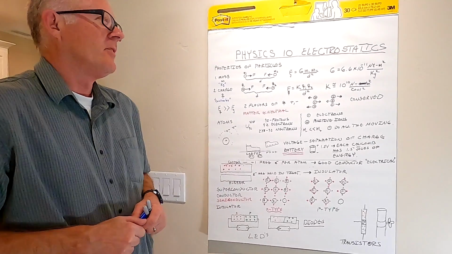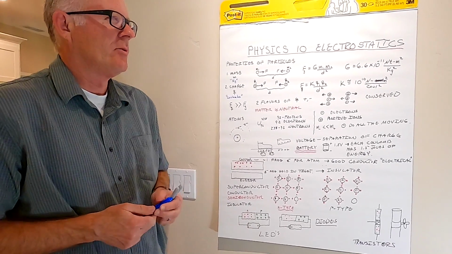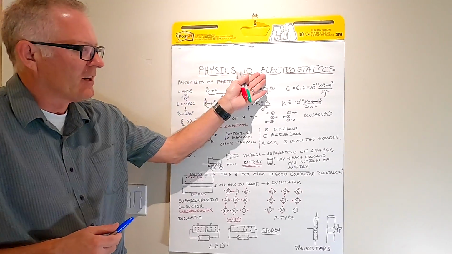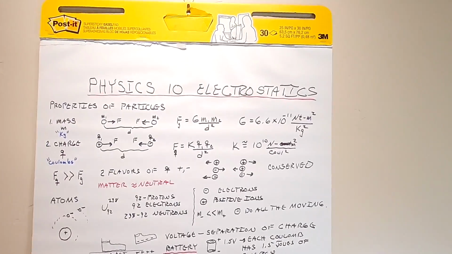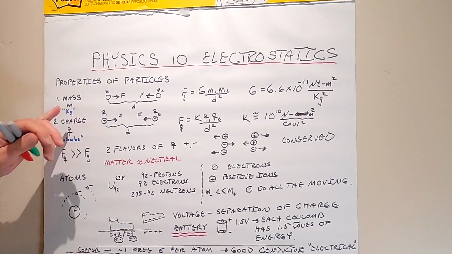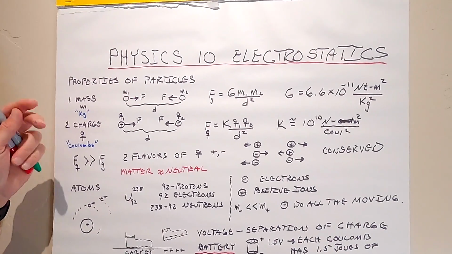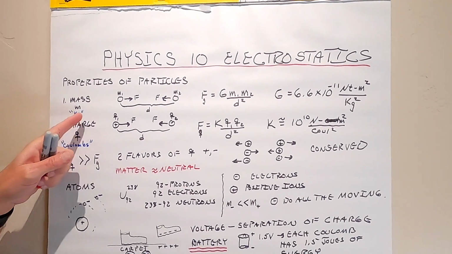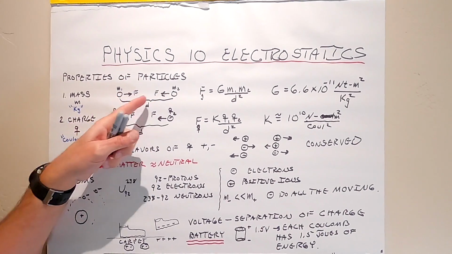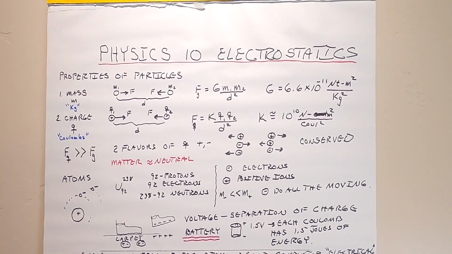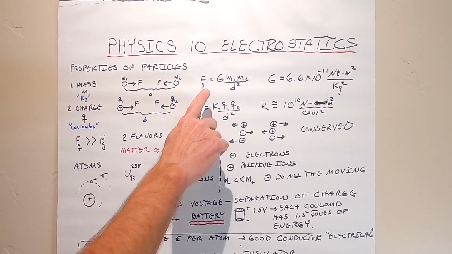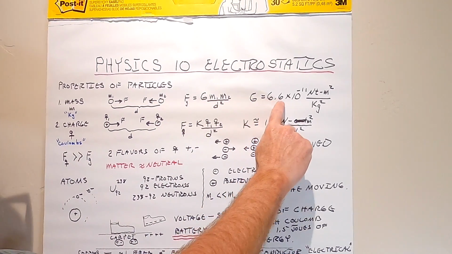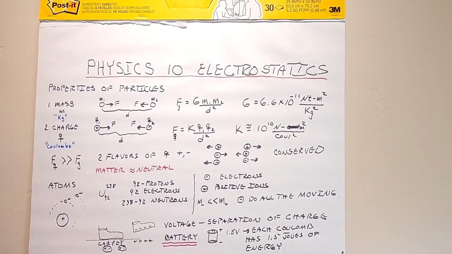In Physics 10, we want to look at a new subject, and this is what we're going to call electrostatics. Now, you notice when we already went through properties of particles, one of the properties was the mass, measured in kilograms. And we said masses attract each other. We called that the gravitational force. That was back in the first section, where we said that big G was this very small number.